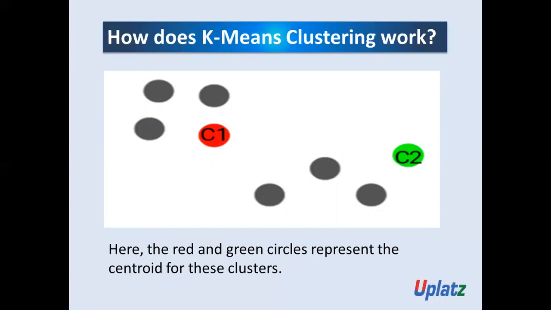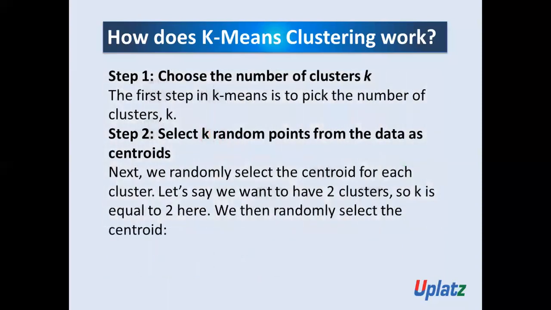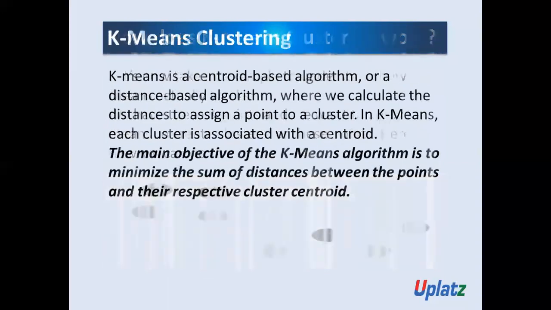Now let's see the third step. Are you clear with the first 2 steps? How does k-means clustering work? First, decide the number of clusters k, so we have chosen 2 clusters or 2 groups. After that, we randomly select the centroids. So what is a centroid? A centroid represents a real or imaginary location. You can see this here.